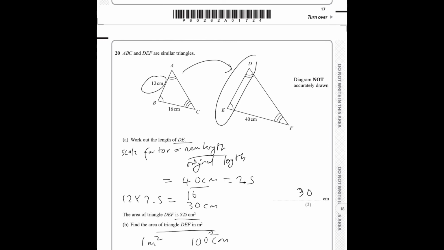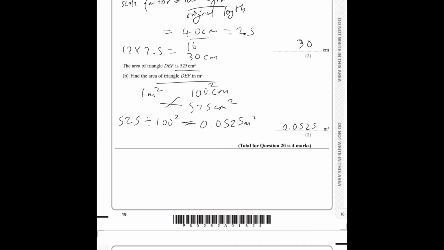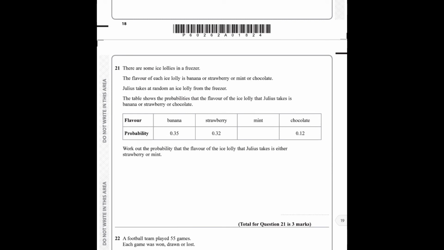So what you're going to do is 525 centimeters squared, divided by 100 squared. 525 divided by 100 squared. This should give you a value of 0.0525 meters squared. That's your answer for that question. 0.0525 meters squared.